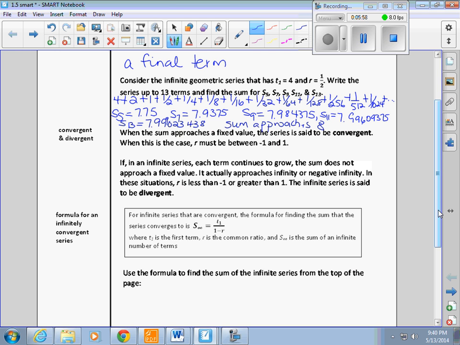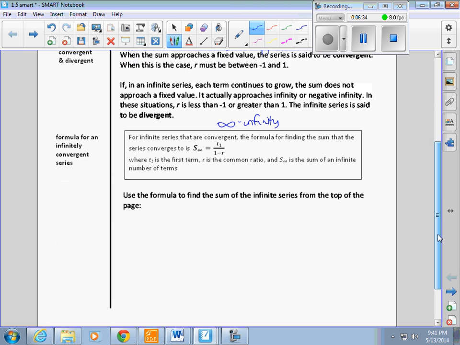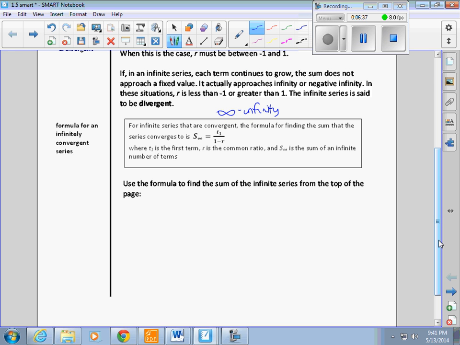So for a series to be infinitely convergent, remember, convergent means it's getting closer to a value. The formula that we use for that is the sum, where this little sideways 8 means infinity. So the sum to infinity is equal to term 1 divided by 1 minus r. T1 is your first term, r is your common ratio, and S infinity is the sum of an infinite number of terms. So we're going to use this formula to find the sum from our example at the top of the page.